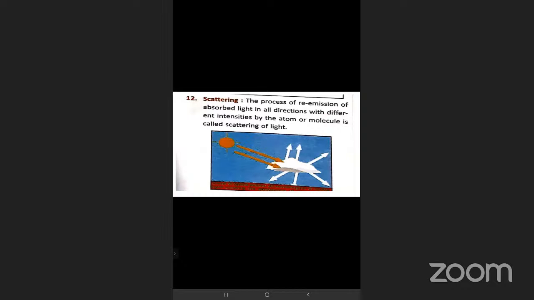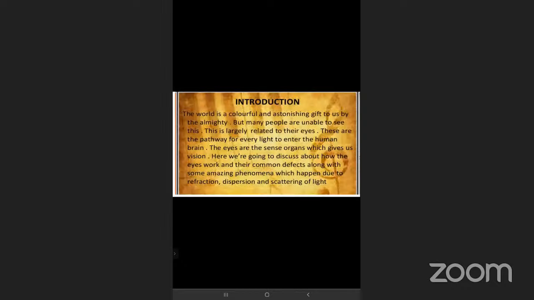So here, first of all, introduction to this chapter, human eye and colorful world. We know the world is a colorful and astonishing gift to us by the Almighty, right? But many people are unable to see this. This is largely related to their eyes. These are the pathway for every light to enter the human brain. The eyes are the sense organs which give us vision, right?